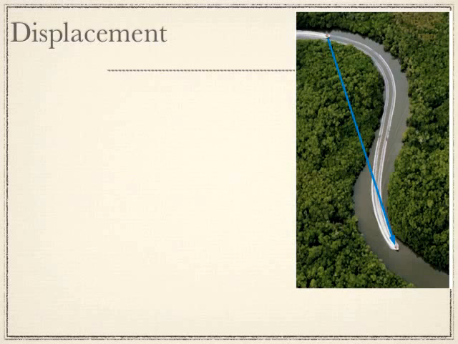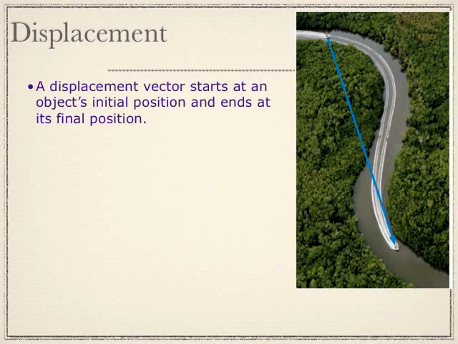Another example of displacement. This boat is moving along this river. The displacement vector, the arrow, goes from the boat's initial position to the boat's final position, marked on the picture, xi and xf at the head of the arrow, and tells us the boat has moved along the river. But notice the displacement vector from initial to final is not the same thing as the path of the boat. The displacement vector starts at the object's initial position and ends at the object's final position, the two images of the boat.